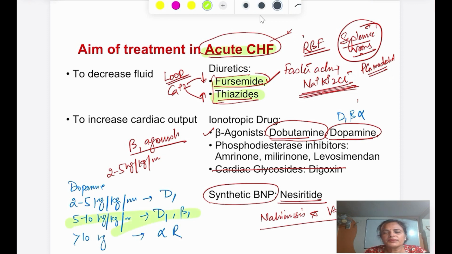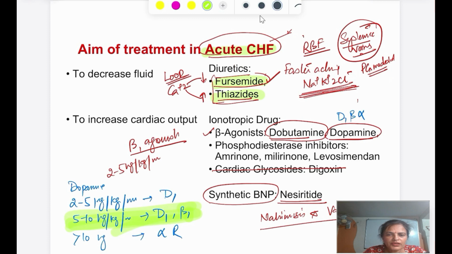D1 receptors are present in the mesenteric blood vessels and in the renal blood vessels. So if we use this dose 5 to 10, it is going to cause vasodilatation of the renal or mesenteric blood vessels. So blood supply is sufficient to that part, and along with that it is also going to stimulate the beta 1 receptor which is present in the heart. So positive inotropic action will be seen. So inotropic drugs we are giving are dobutamine and dopamine.